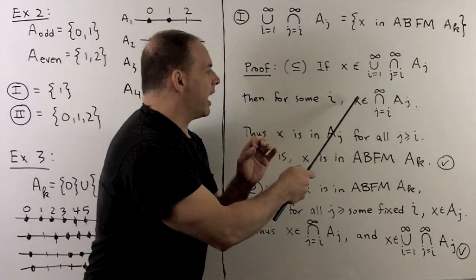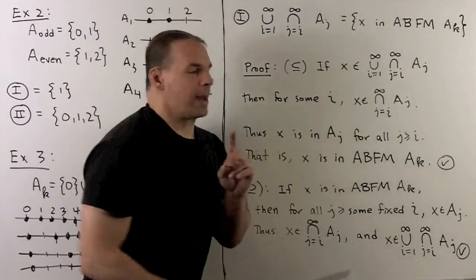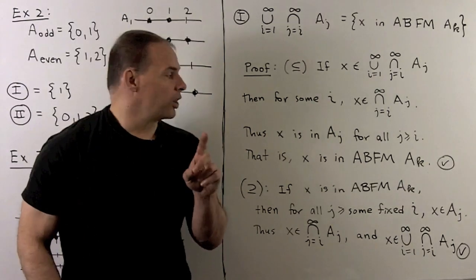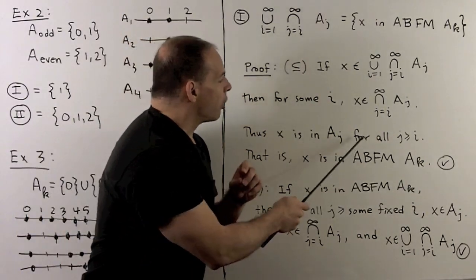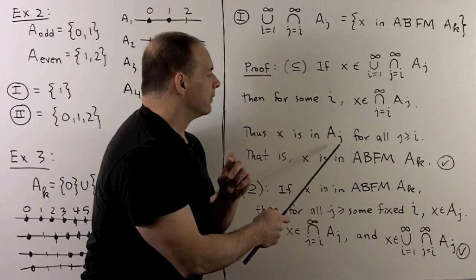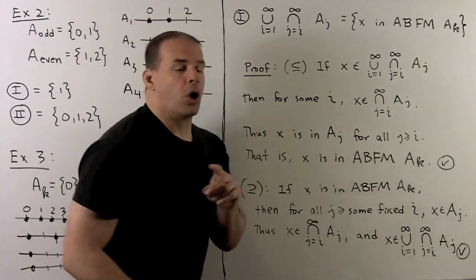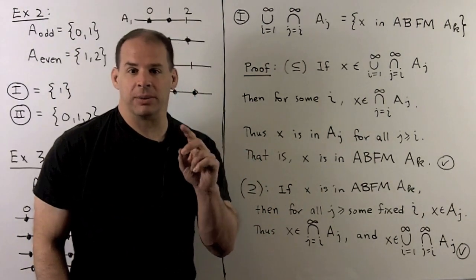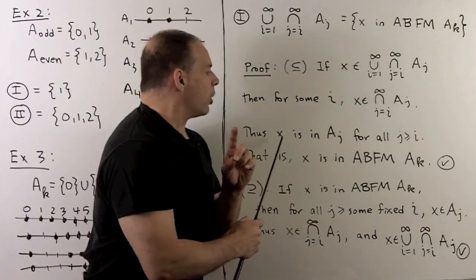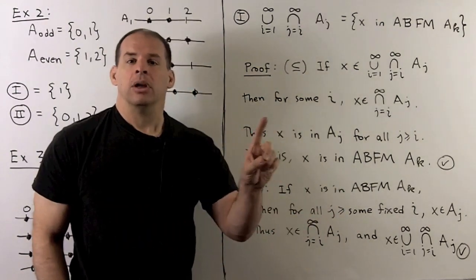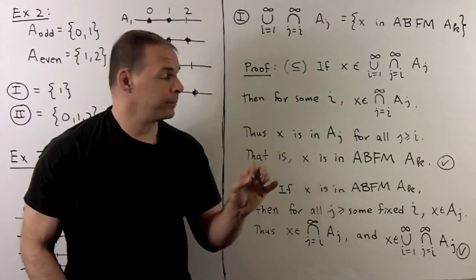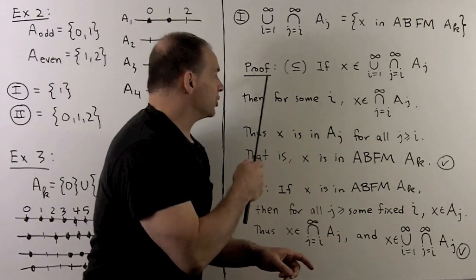Now, if x is in this intersection, that means it's going to have to be in every set that's in the intersection. So that means for all j greater than or equal to I, we have x in a sub j. Now, that's going to mean all but finitely many of the a sub k's. Once you pick this I, x is going to be in all of these sets past it. We don't know about the first I minus 1, but we're sure about the rest. So that gives us what we want for this direction.